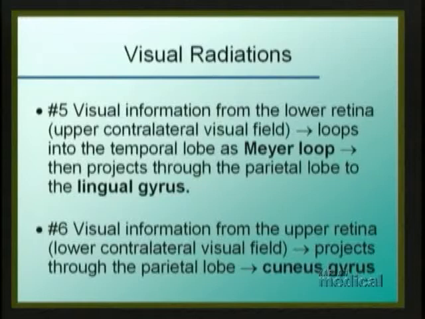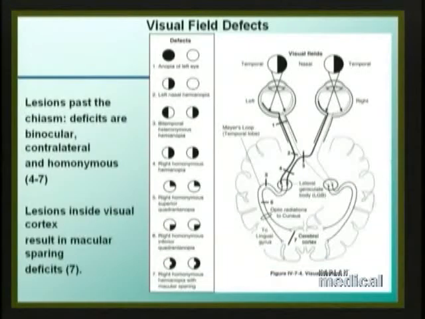In contrast, the visual information from the lower contralateral quadrants of visual space projects more medially in the non-Meyer's loop fibers, coursing only through the parietal lobe and not through the temporal lobe, and synapses in the area of primary visual cortex situated superior to the calcarine sulcus, known as the cuneus gyrus. So let's look at this diagrammatically, first by making a generalization before we get specific about visual radiation lesions, and this is the point.